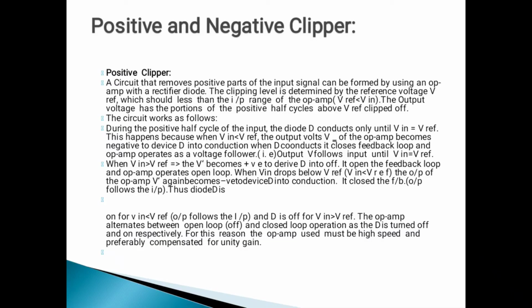The output voltage has the portion of the positive half cycles above Vref clipped off. The circuit works as follows. During the positive half cycle of the input, the diode D conducts only until Vin reaches Vref. This happens because Vin is smaller than Vref, so the output voltage V0 of the op amp is positive. When Vin is greater than or equal to Vref, V0 becomes negative, and the diode D is reverse biased.